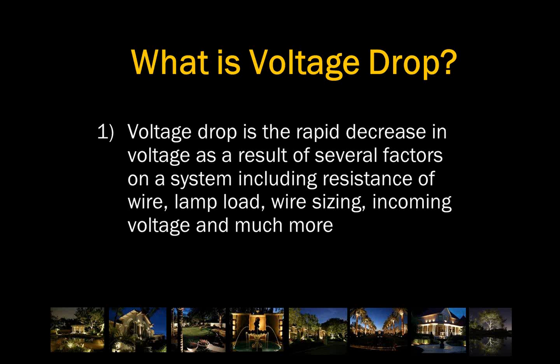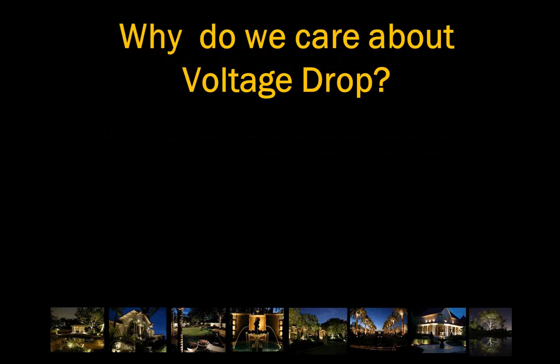Same thing is true with low voltage lighting. The further I get away from that transformer, the less volts I have at the end of that line than I do at the beginning of the line. And then, of course, less volts means dimmer light down towards the end of the line. So why do we care about voltage drop? Well, as we talked about, we get dim lights.